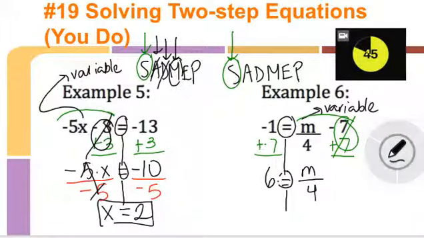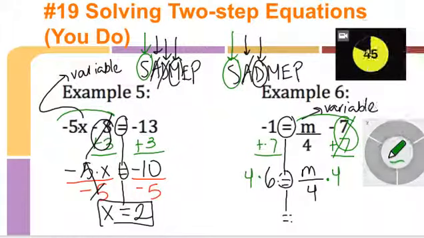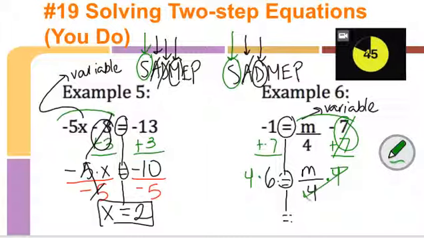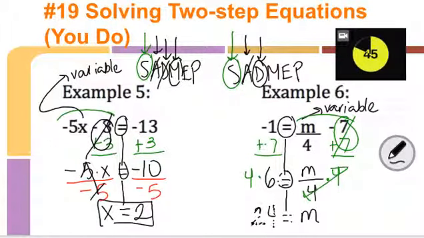I still haven't isolated the variable, so I keep going. Do I see addition? No. Do I see division? Yes. Okay. So since I see division, I'm going to use the inverse operation, which is multiplication. Multiply 4. So that leaves me with m on this side and 24 on the left side. So if you can't see that, it's 24 equals m.